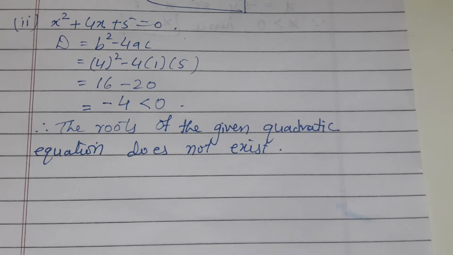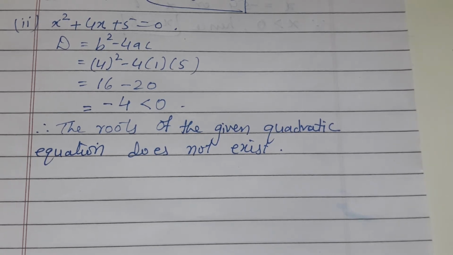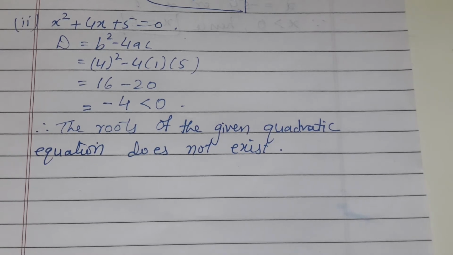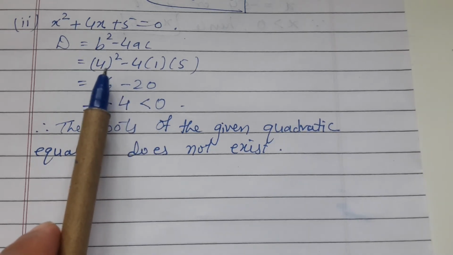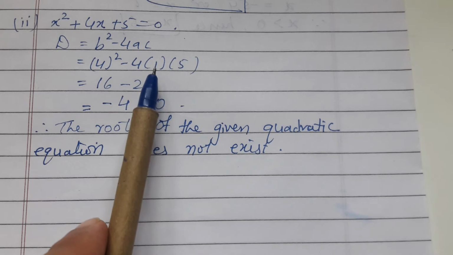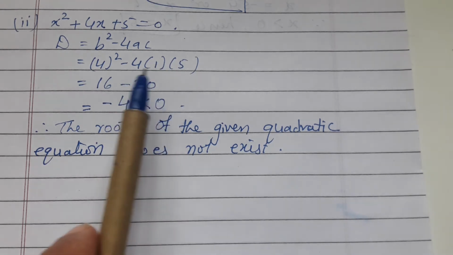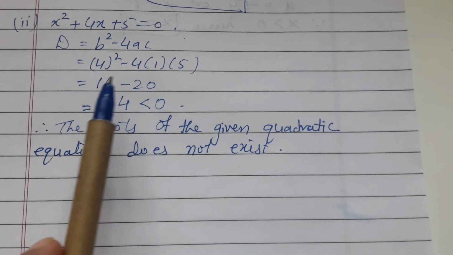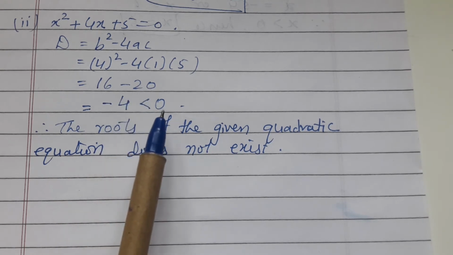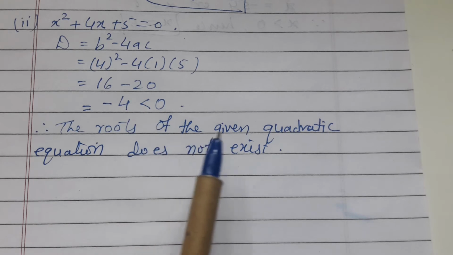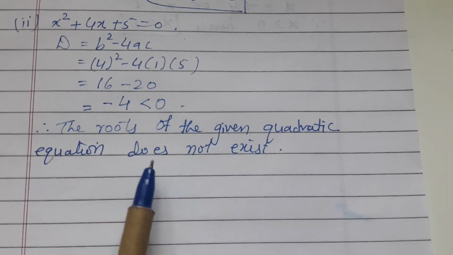Second sum, x² + 4x + 5 = 0. Here also we have to find the determinant value, that is b² − 4ac. b² will be 4 fours are 16, minus 4, a is 1, c is 5. 5 fours are 20. 16 minus 20 is −4, which is less than 0. Therefore, the roots of the given quadratic equation do not exist.